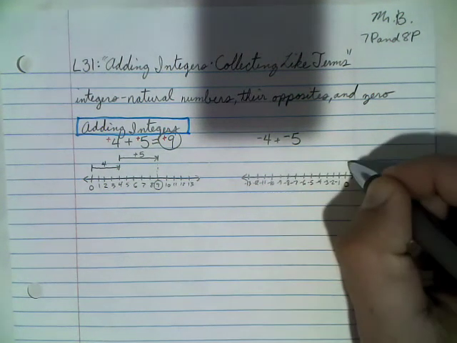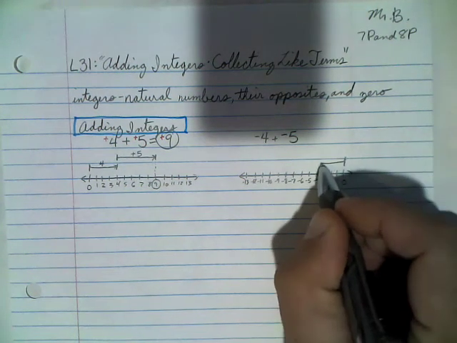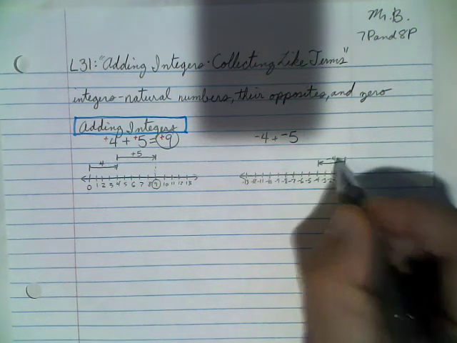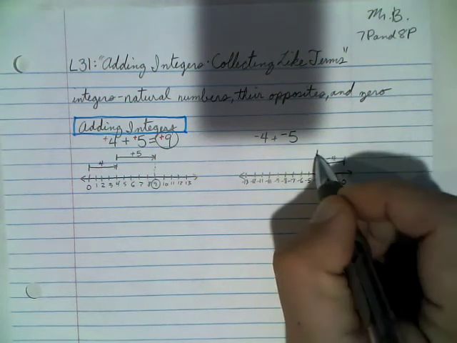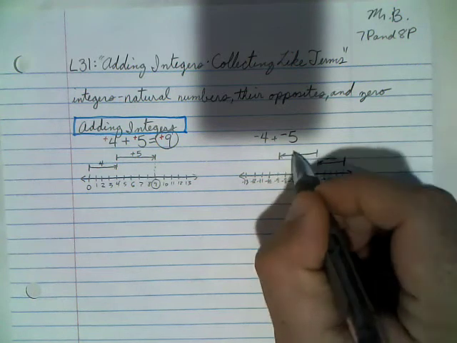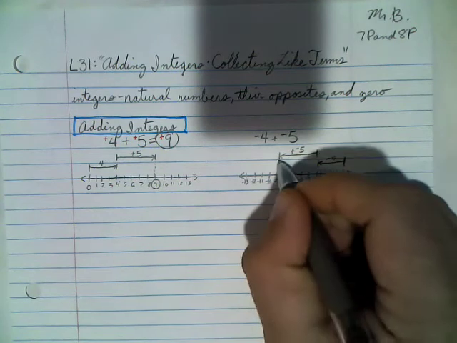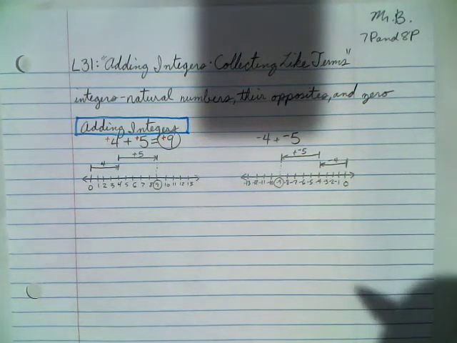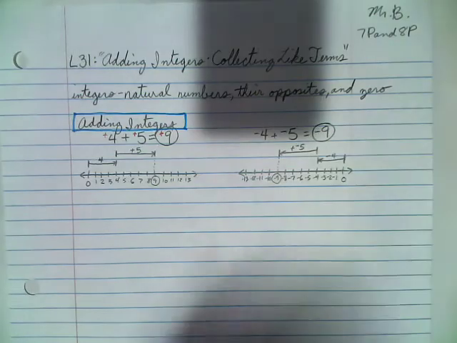And just like before, we're going to start at 0. Now this time, the -4 sends me 4 to the left. And I'll label that arrow. We start where we ended, and a -5 will send me 5 more to the left. So 1, 2, 3, 4, 5 more to the left. So plus a -5 there is what's happening. So where I end here, that's the answer to -4 plus -5. So -4 plus -5 equals -9.